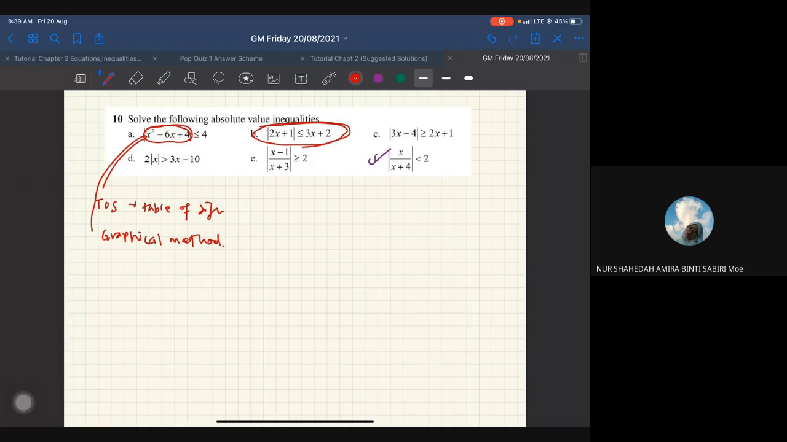Okay, so B dengan C soalan yang sama, lebih kurang. Okay, so kita akan buka bracket dia. Kita akan buka terus dia punya modulus sign. Satu akan jadi positif, satu akan jadi negatif. And sign dia pun akan bertukar lah salah satu tu.